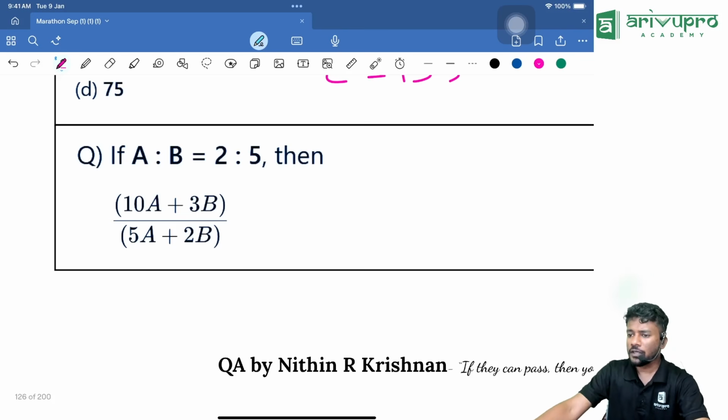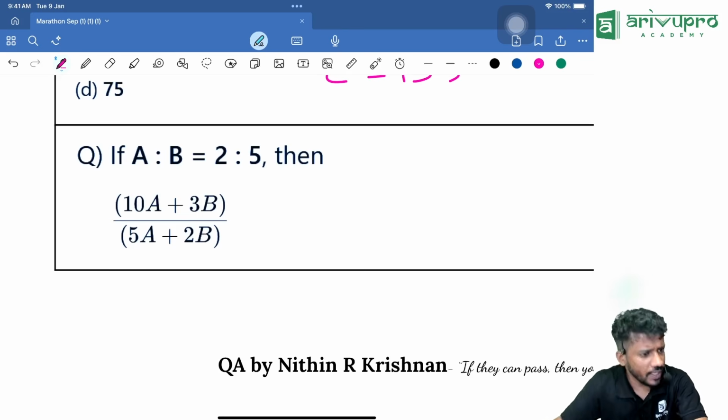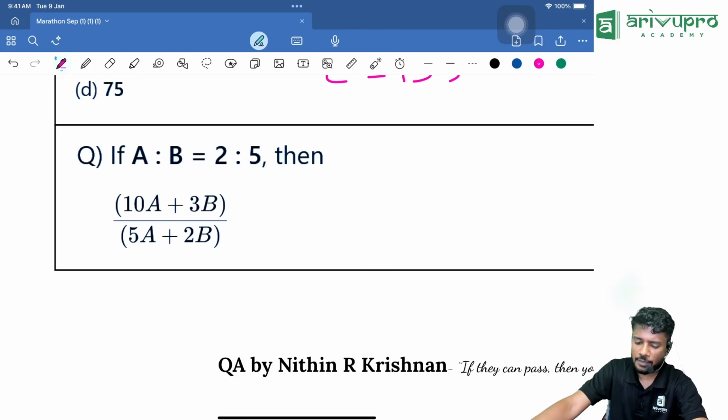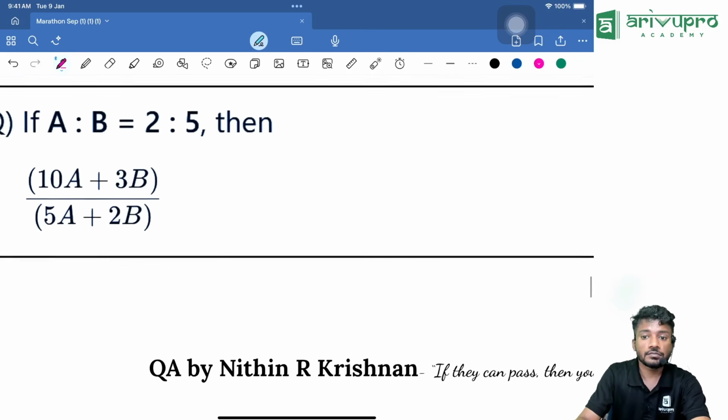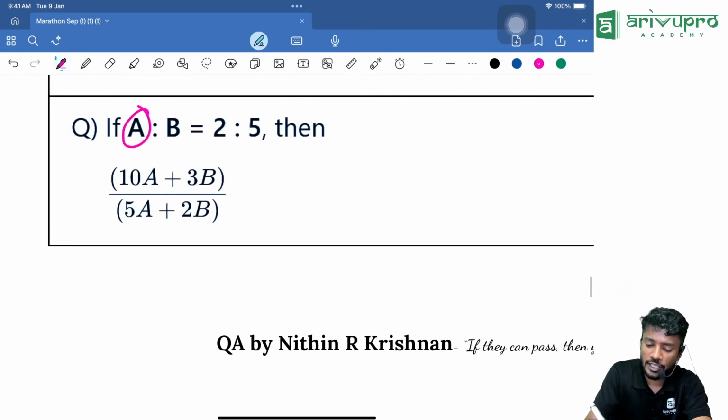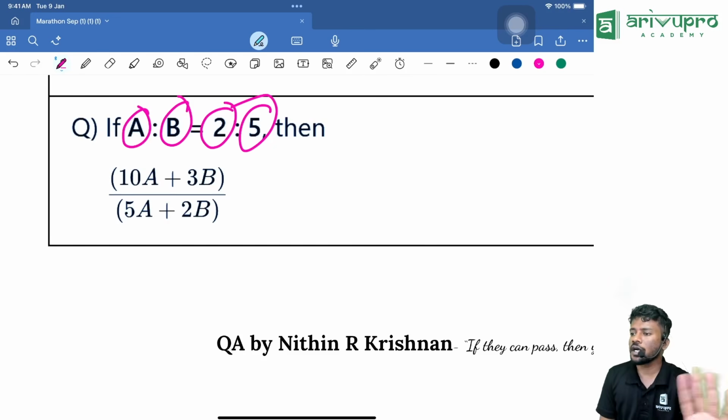Here, people, A is to B is given as 2 is to 5. We need to find 10A plus 3B divided by 5A plus 2B. The easiest method is to substitute. Instead of A, you will put what? 2. Instead of B, what you will put? 5. Done. Answer is done.